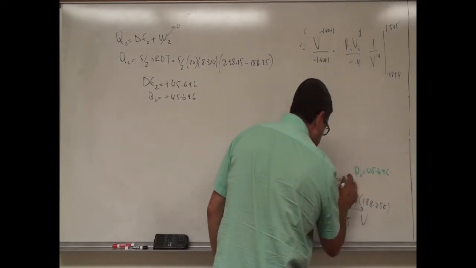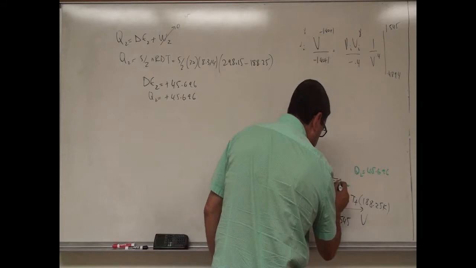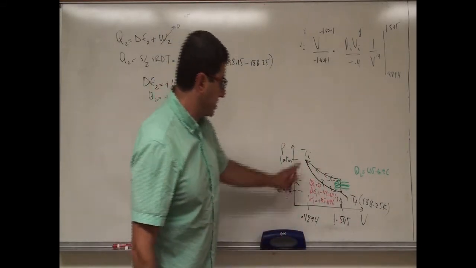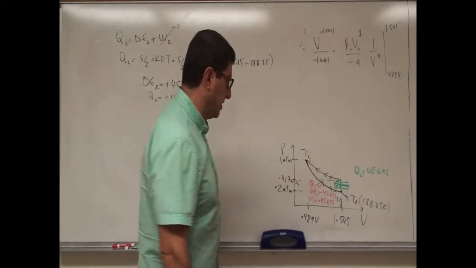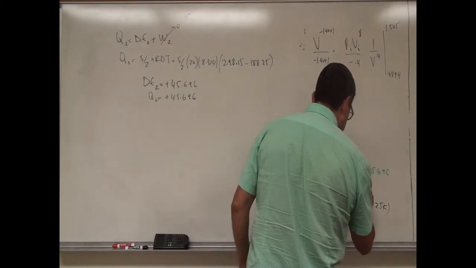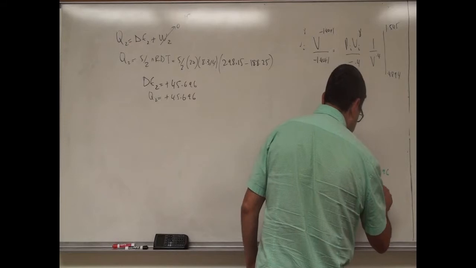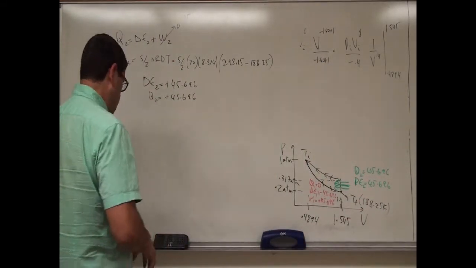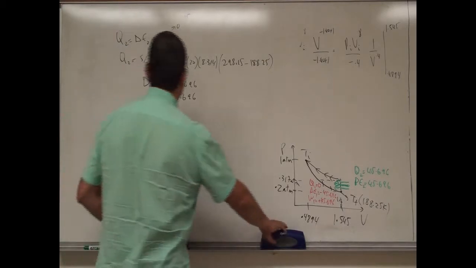On the side here, Q2 is equal to 45.696. That means heat is actually going into the gas in this second stage, whereas here no heat was coming in, right? So heat is going into the gas, and then the delta E2 is going to be 45.696. Okay, now let's do the last stage, okay?